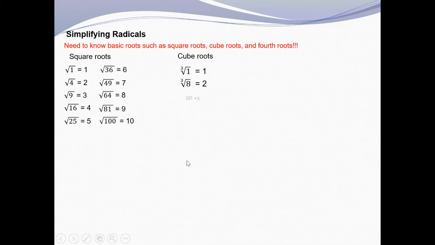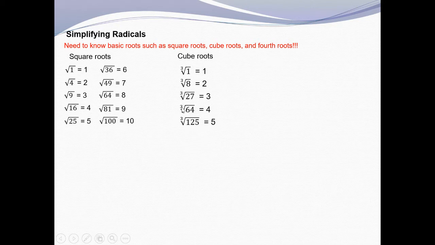For the cube roots, at least know all the way to, I think, one more. And that's it. At least know these right here. For example, the cube root of 125 is equal to 5. Why? Because this means one number multiplied by itself 3 times will give you 125, which is 5, because 5 times 5 times 5 is equal to 125.